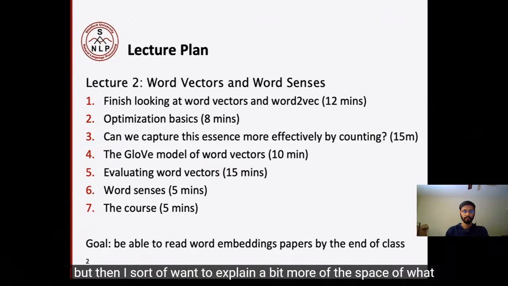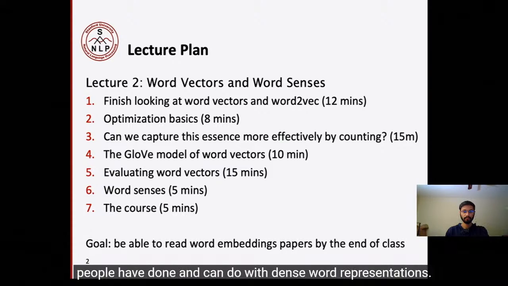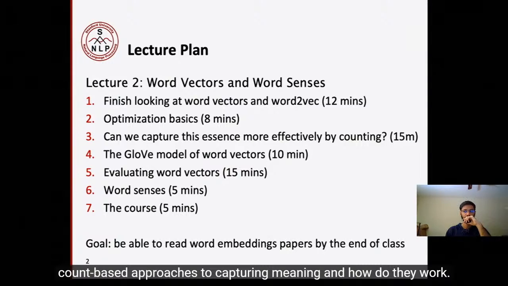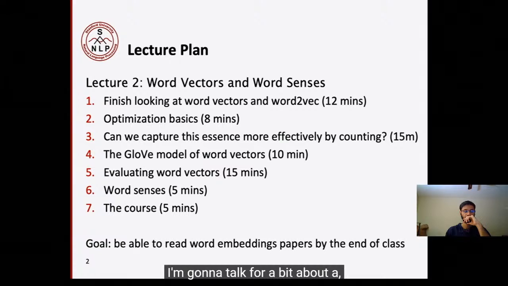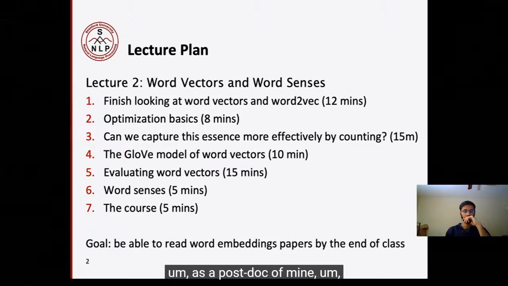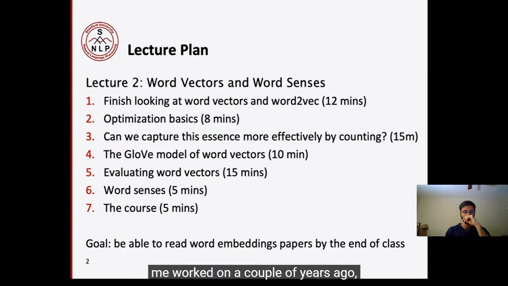But then I want to explain a bit more of the space of what people have done and can do with dense word representations. So I'm going to say something about count-based approaches to capturing meaning and how they work. I'm going to talk for a bit about a different model of word vectors, which was the GloVe model that a postdoc of mine, Jeffrey Pennington, and I worked on a couple of years ago.